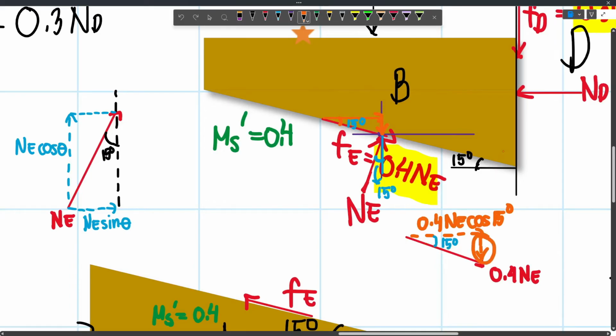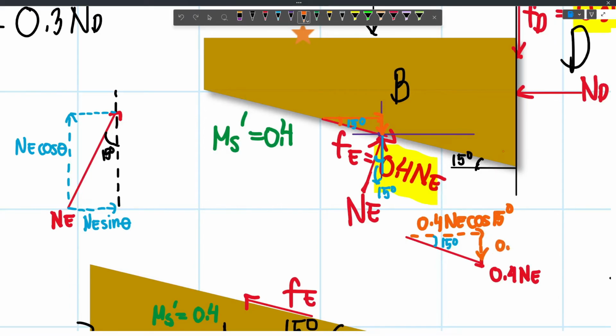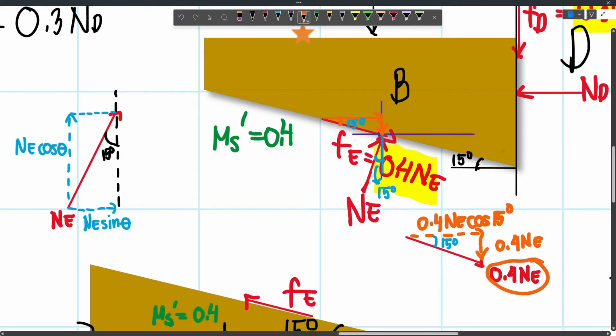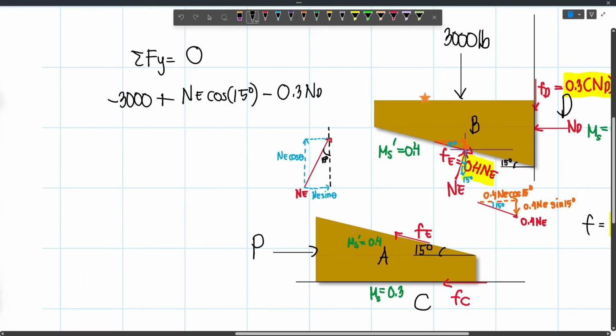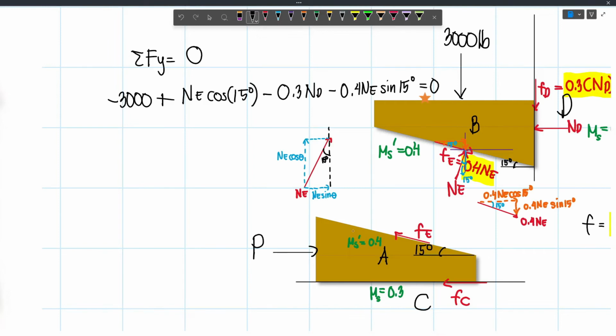And then for the vertical component, we have 0.4 NE, or again the hypotenuse, multiplied by sine 15, because this is the opposite side to our angle. And so we will subtract here this vertical component, which is 0.4 NE sine 15. And so now we will equate this to 0. However, we need to first simplify this to speed up our calculations.